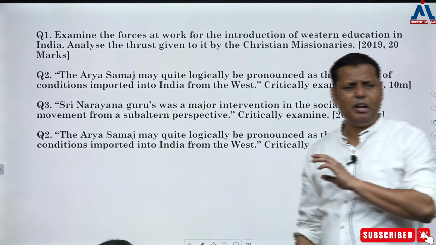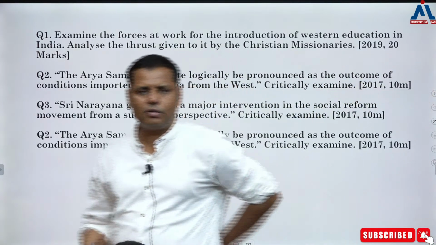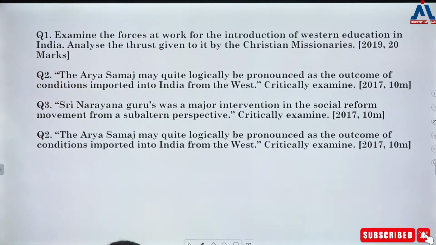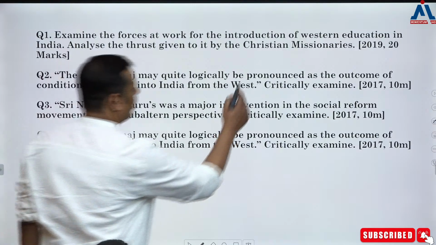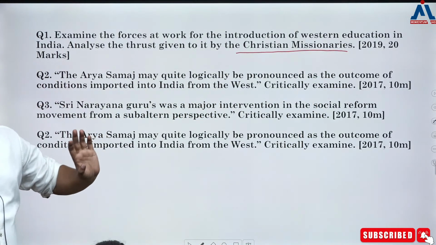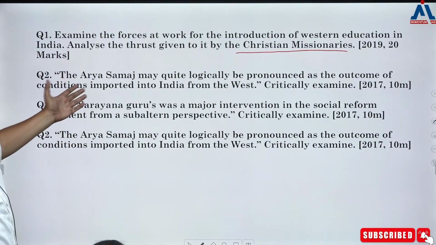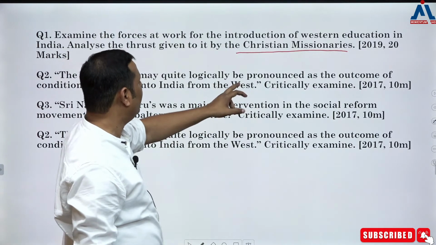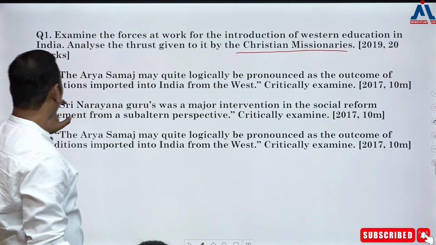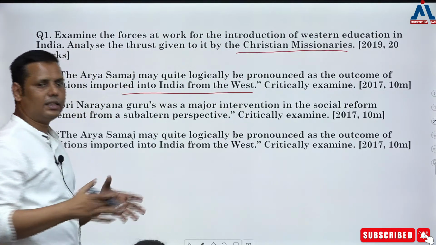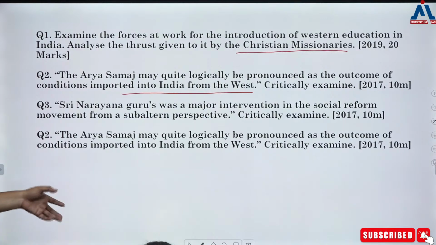In paper 2 you can find many such examples which are not from the core concepts, rather they are always being asked from the periphery, right? Such as the Christian missionary. I think of the questions I remember in the last 20-30 years, this is the only question that has been asked on Christian missionary. Then Arya Samaj, but to a different aspect: the Arya Samaj may quite logically be pronounced as the outcome of the conditions imported into India from the West. So it's asking about Arya Samaj, but a very different aspect of it.